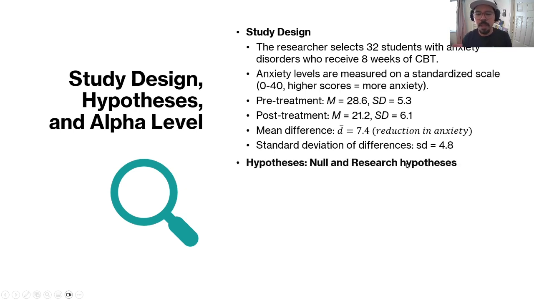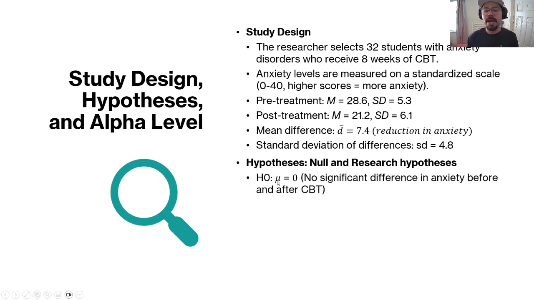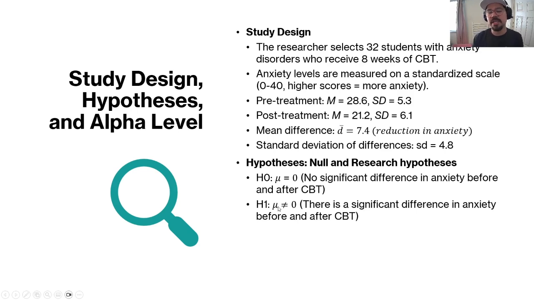All right, so our null hypothesis for this particular scenario is that the population mean is going to be 0. In this case, a 0 indicates that there's no significant difference in anxiety before and after CBT. Our research hypothesis suggests that our population mean is not equal to 0, therefore suggesting there is a significant difference in anxiety before and after CBT. We see that literally there's a difference. 28.6 is not the same as 21.2, but we want to know whether that difference is statistically significant. Again, I'm setting your alpha level at 0.05.